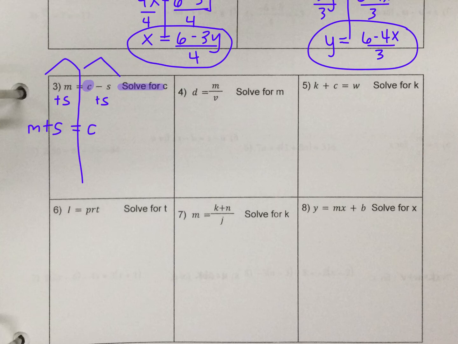So let's do number 4. Solve for m. So that guy's going to stay right where he is. So in order to move a divided by v, I do the opposite and multiply by v. D times v is dv equals m. I'm done. I would like for you to do number 5 on your own.